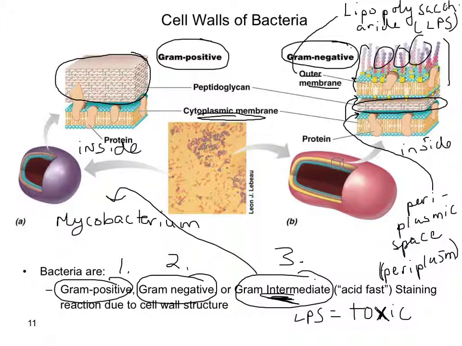For example, Mycobacterium tuberculosis. It's the species name for the pathogen that causes TB, or tuberculosis. And it has a cell wall made not out of peptidoglycan, but out of a structure called mycolic acid. More on that in class later.